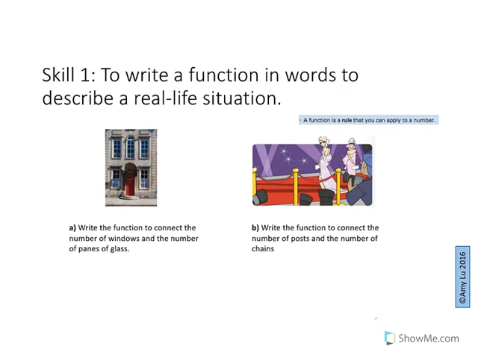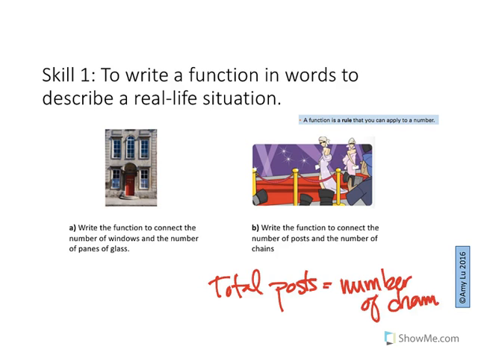So it seems like the pattern is that the total number of posts is equal to the number of chains plus 1. And that's how you write a function.